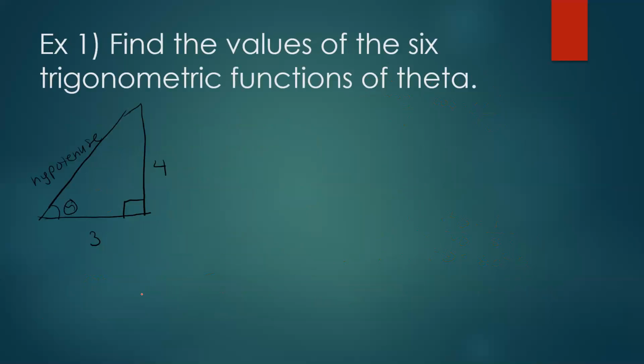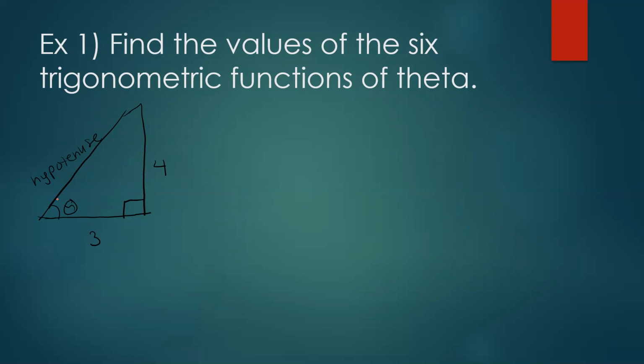Okay, so let's start with the first example. Example 1 says find the values of the 6 trigonometric functions of theta. So here's theta, right? We're not trying to figure out what the angle theta is. We're just trying to figure out the 6 trigonometric functions. So what we mean is we have to find sine theta, cosine, tan, secant, cotangent, and cosecant.